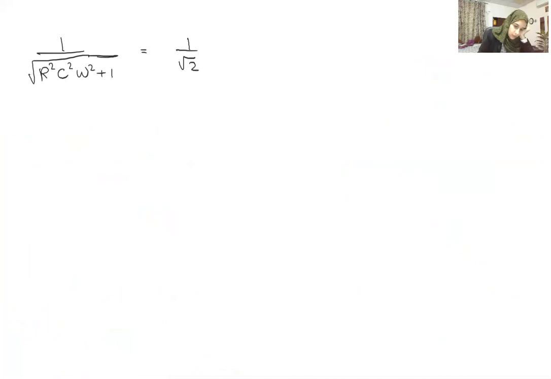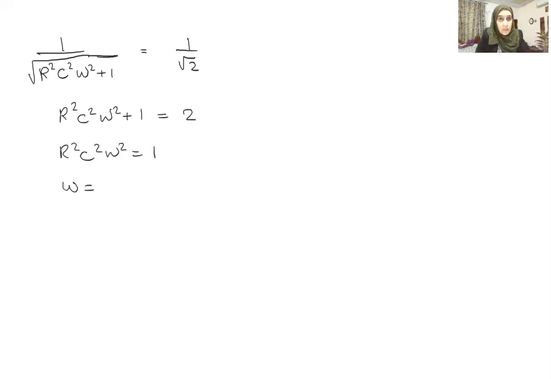So basically, we can square both sides and flip them. So we'll have R squared C squared omega squared plus 1 equals 2. And therefore, R squared C squared omega squared equals 1. And omega in this case, I will divide by R squared C squared and then find the square root. So omega will equal 1 over, sorry, no square root here, just R and C, because they are also squared there.